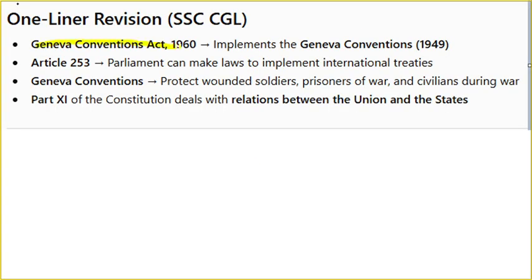Geneva Convention Act 1960 implements the Geneva Convention 1949. Article 253: Parliament can make laws to implement international treaties. Geneva Conventions protect wounded soldiers, prisoners of war and civilians during war. Part 11 of the Constitution deals with the relations between the Union and the states.